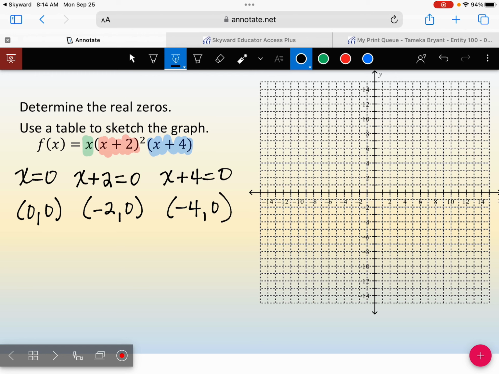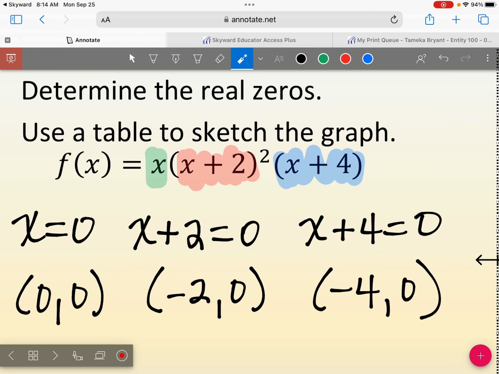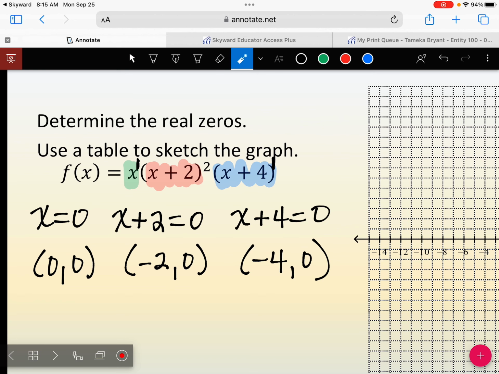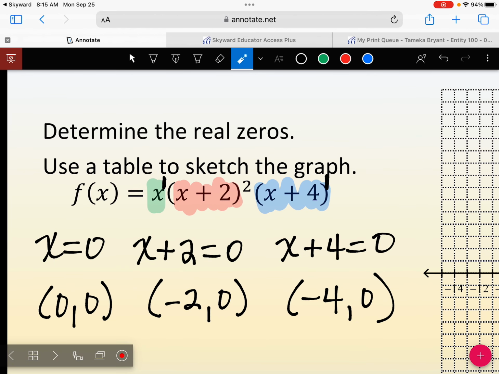So what I also want to talk about today is what does the exponent on the factor do? Let me zoom in real quick. Do you see how this x has an exponent of 1 and this one has an exponent of 1? These are called your multiplicities. It's a really fancy word, but it means exponent. So whenever the multiplicity is odd, that tells me it's going to go through the x-axis.